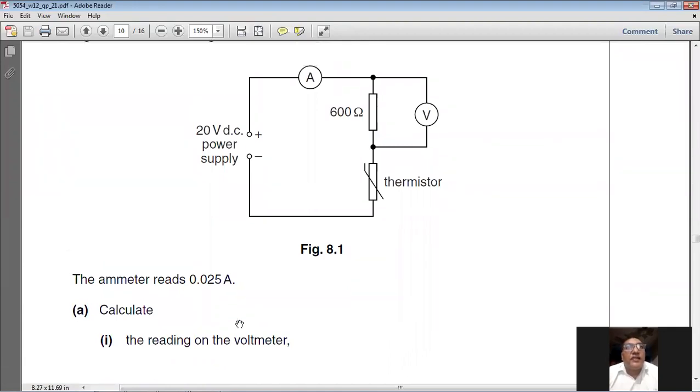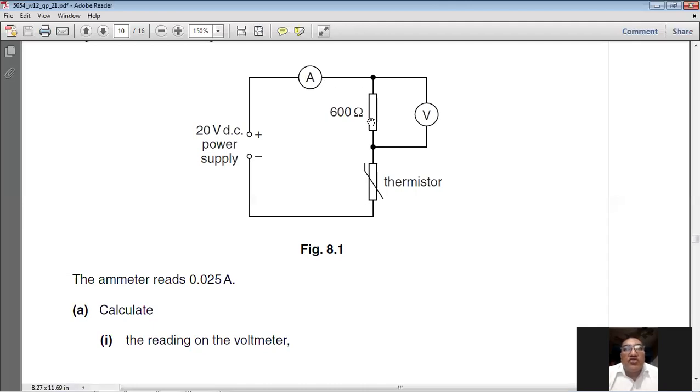Okay. So the current coming from here is 0.025 amp. It means that the current flowing here is 0.025 because there is a single loop. These two resistors are connected in series with each other, so the current will have a single path. The current coming from the battery will flow through this. The same current flows through the ammeter.